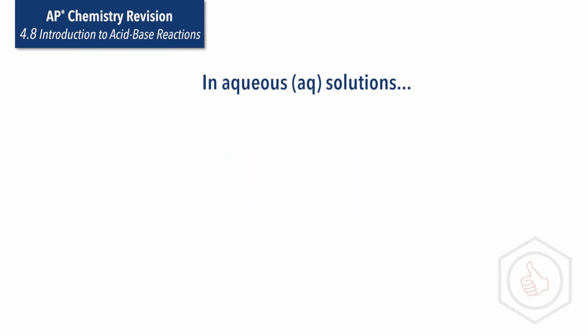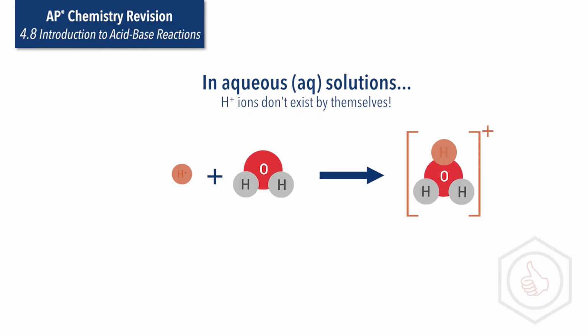In aqueous solutions, H+ ions are never found alone. They bond with water molecules to form hydronium ions, H3O+. The H3O+ ion is carrying the H+ ion from the acid, and it's the H3O+ ion that actually then goes on to react with any added base. As a result, H+ aqueous and H3O+ aqueous are interchangeable in chemical equations. They represent the same thing. But using H3O+ gives a slightly more accurate picture of what happens in solution.